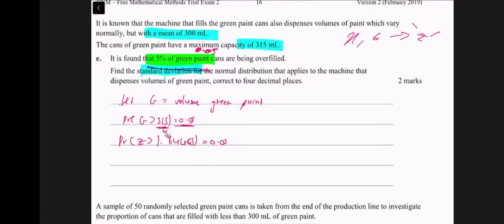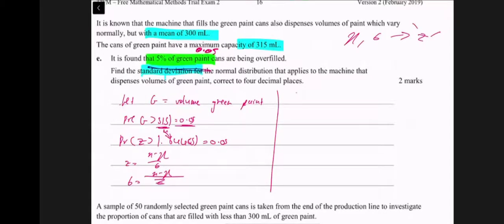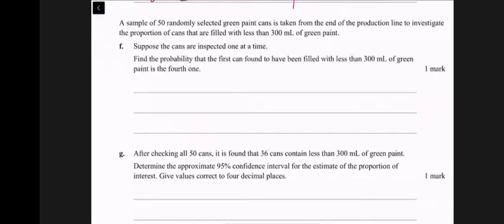And then now you can convert between these two values. So z is x minus mu on sigma, so sigma is x minus mu on z. So x is 315 minus 300 on z, which is 1.644485627 something. And then sigma is just 9.1194 to the nearest 4 decimal places. So now we have a sample of 50.